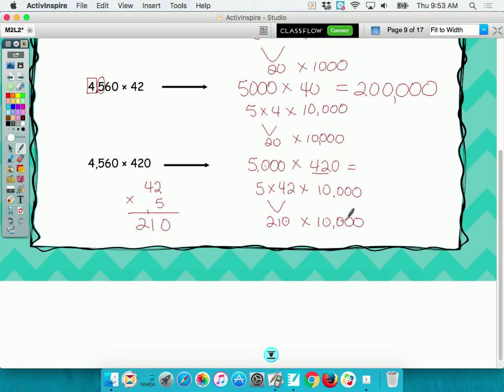1, 2, 3, 4, 5. How many total zeros? 6. 1, 2, 3, 4, 5. Oh, 5. I thought you were adding 1 and 5. That's okay. 1, 2, 3, comma. 1, 2, 3, comma.